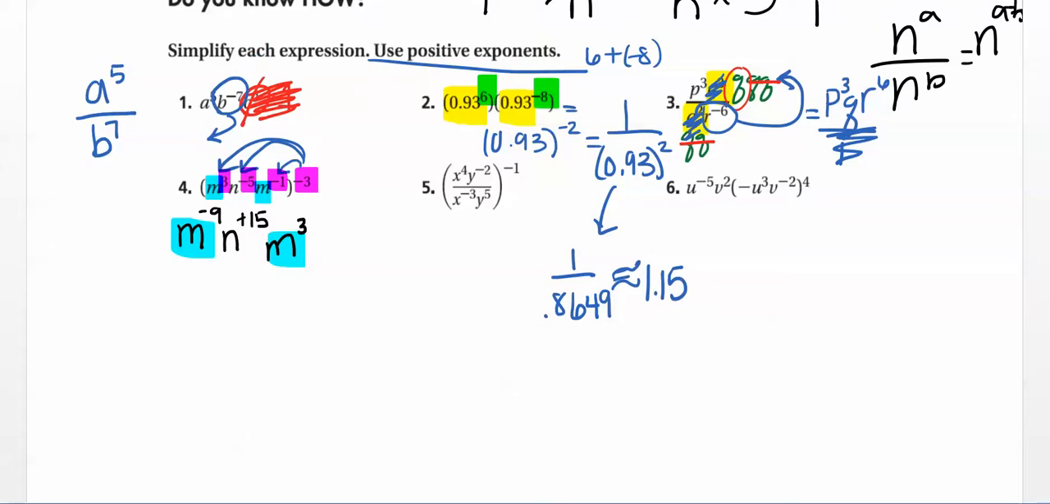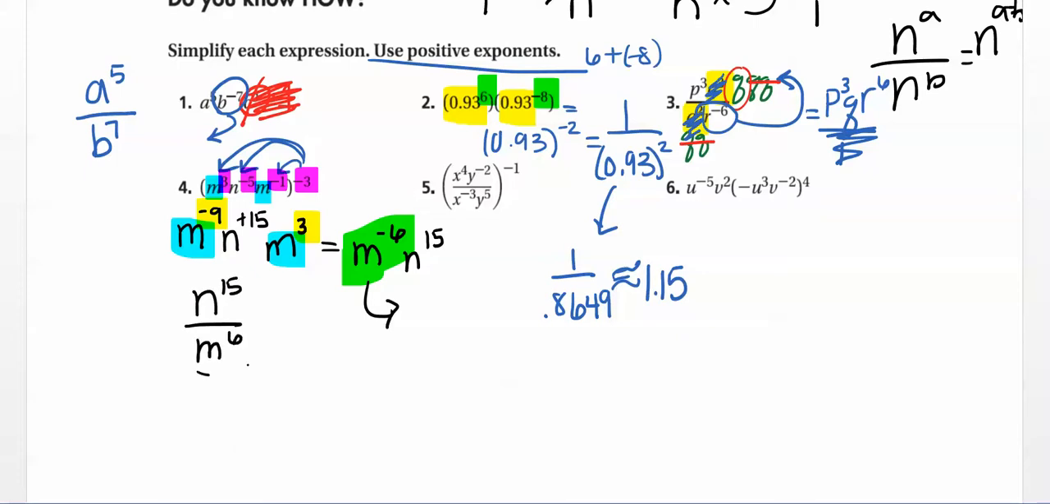Okay, so now because I have common m's here, I can take these two exponents and I can add them. So that's going to give me m to the -6th, and then I have n to the 15th. Again, I can't leave negative exponents, so this guy right here needs to go to the denominator, and that's going to take my whole answer and be n to the 15th on top, m to the 6th on the bottom.